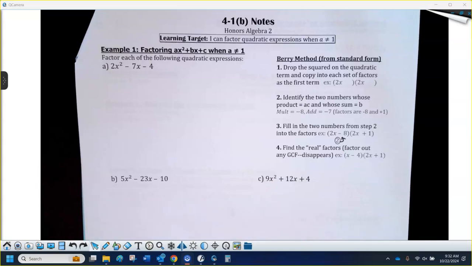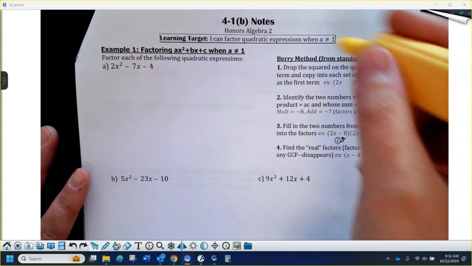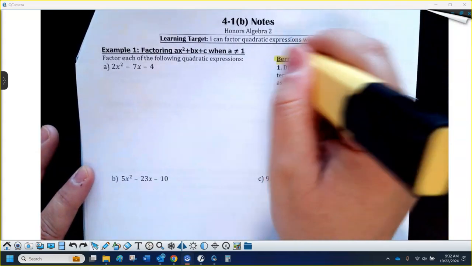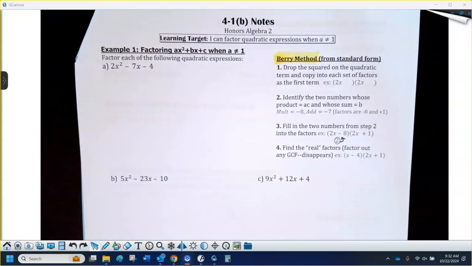If you have a different method that you want to use, I will be happy to help you if you like the box method or a different method you learned a different way. I actually had a student teach this to me in the resource room, and ever since I learned it, I have never switched back, because this is the easiest way I have ever seen to do factoring with a number in front of the x squared. It's called the Berry method.